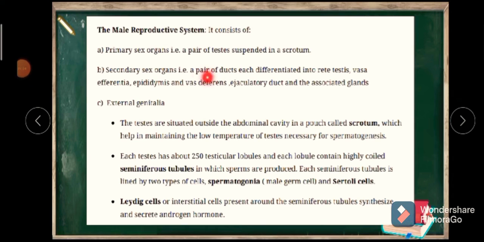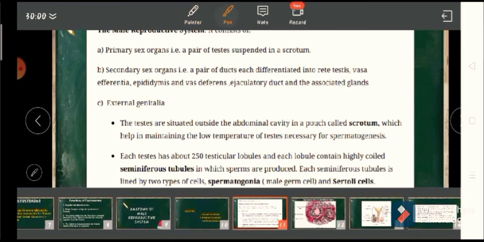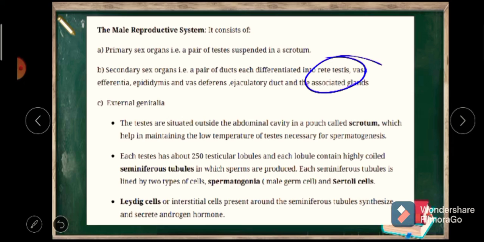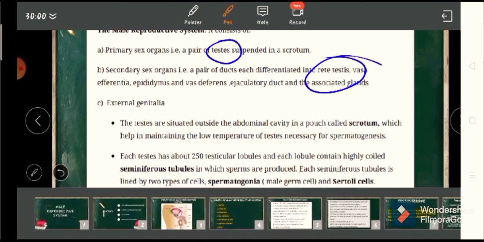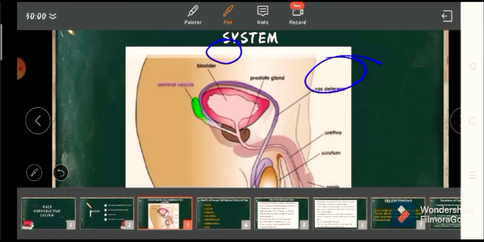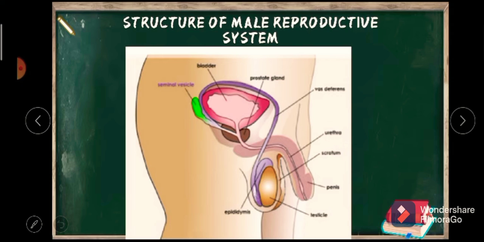Both these ducts, the pair of ducts, get differentiated into the rete testis. Now what is this word, students, rete testis? Rete testis and testes are not the same. Let me explain what the testes are. The testes are the male primary reproductive organ, and the rete testis is something present inside the testes.